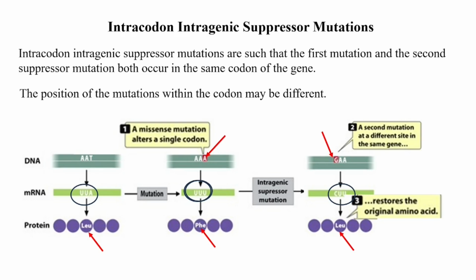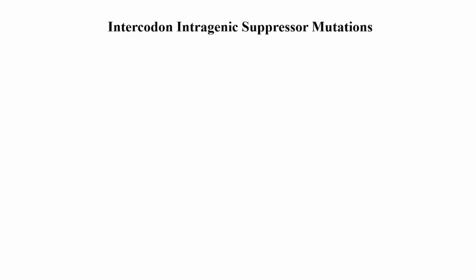However, here the original genotype is not restored. The suppressor mutation has, however, nullified the effect of the first mutation, and both mutations have taken place in the same codon of the gene, and hence it is called intracodon intragenic suppressor mutation. So then what are intercodon intragenic suppressor mutations?